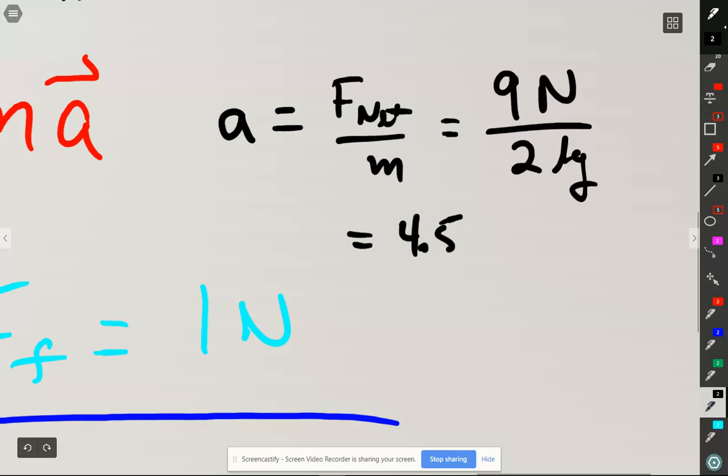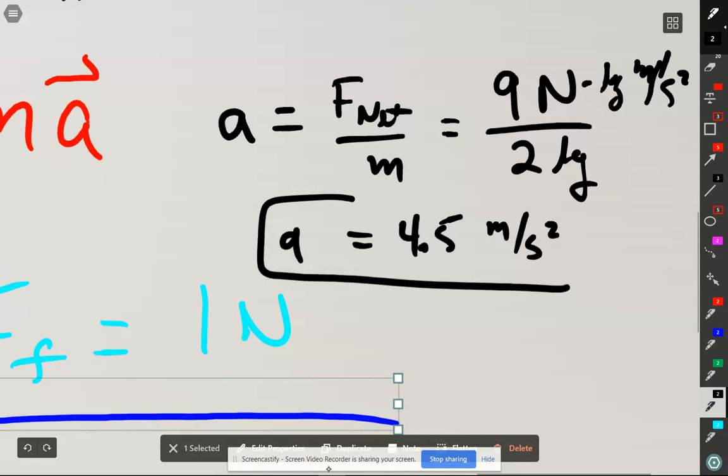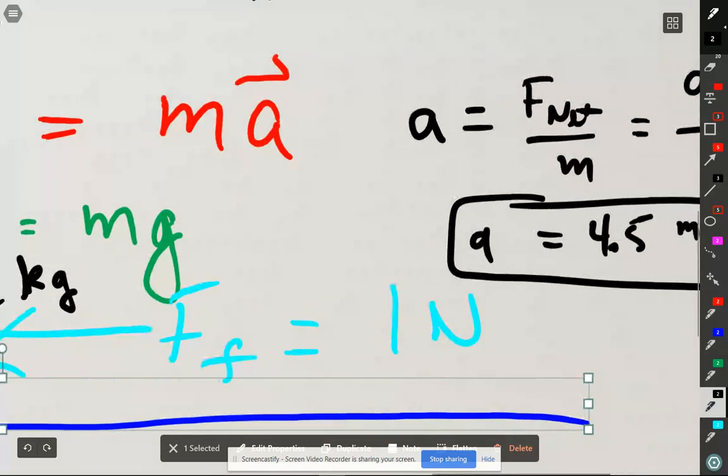And then what are the units going to be? Kilograms per second squared. Well, a newton is a kilogram meter per second squared. So if we cancel the kilograms, that's meters per second squared. So that was our unit for acceleration, meters per second squared. Now that's the acceleration in the x direction.